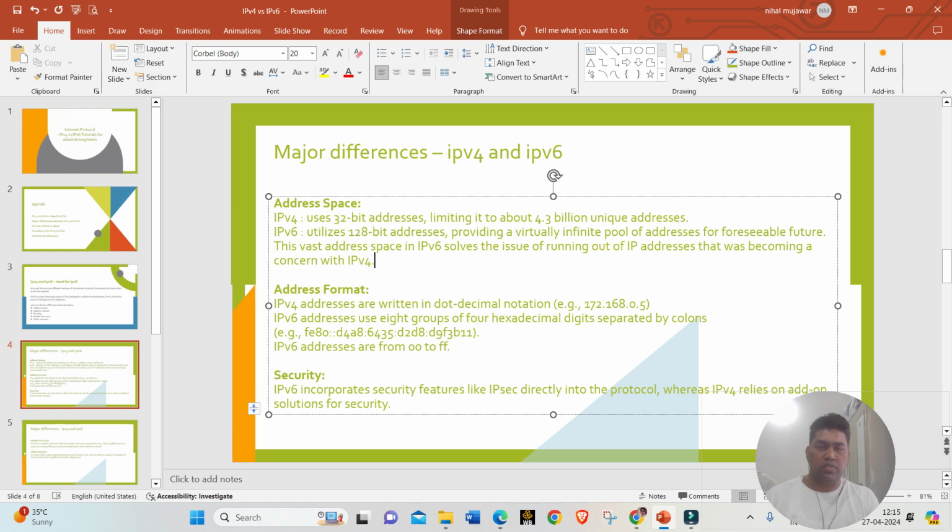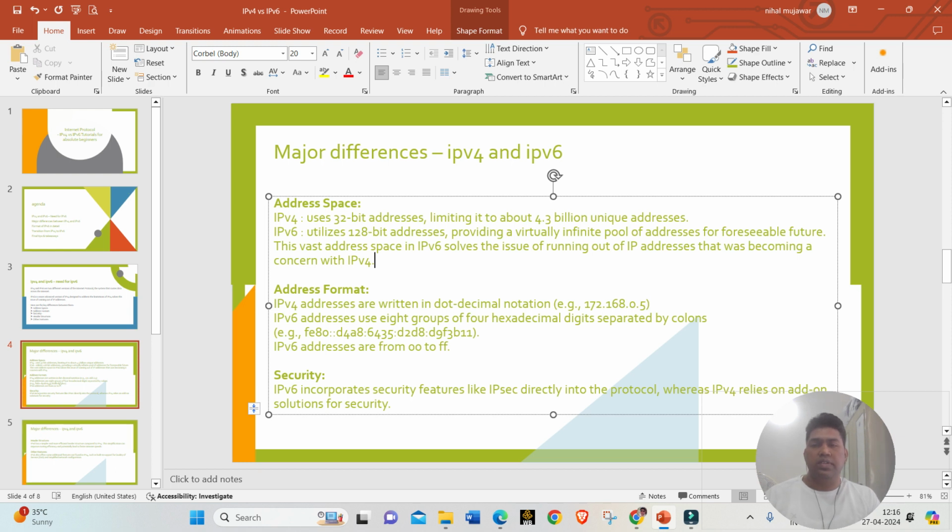So lots of private IP addresses will correspond to one public IP address in the current scenario. That is, you can say, a kind of workaround in today's scenario, but that is not going to be the solution. Hence, there is a need to switch from IPv4 to IPv6, or to use a combination of both. That also can be used. So we'll see in detail.